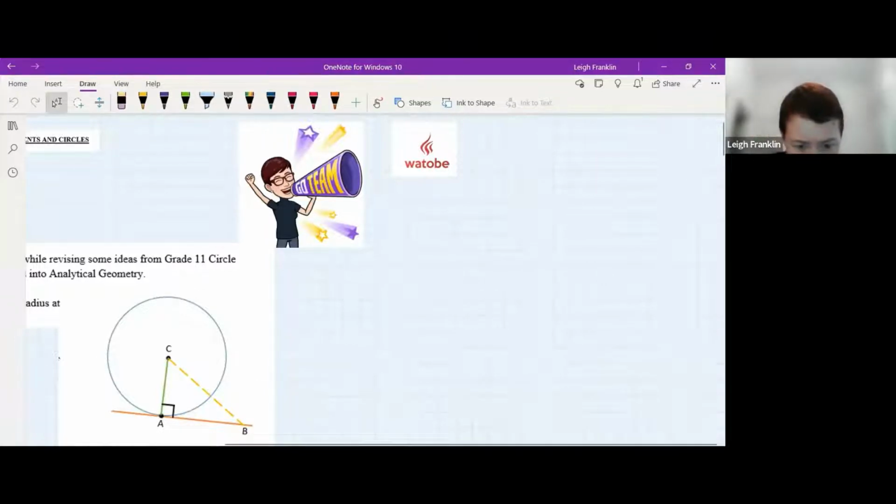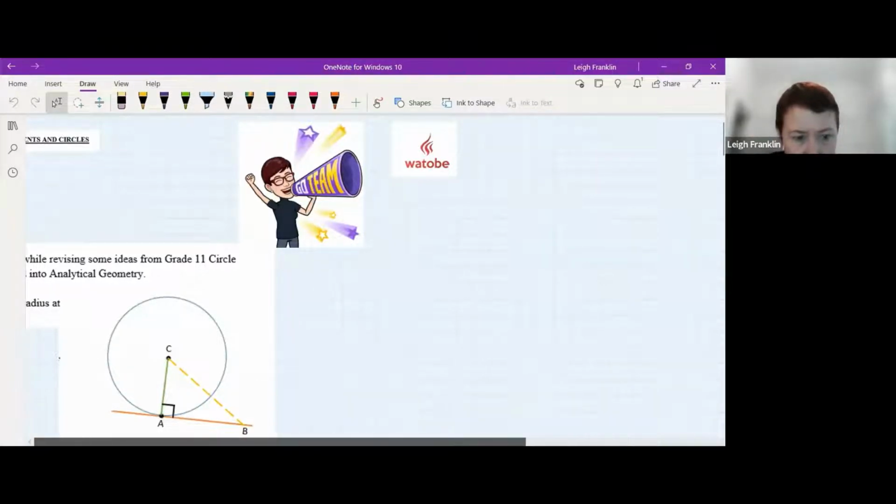It's called a tangent. Oh, why am I doing this? Sorry, it's scooted over to the side. Hang on a second.